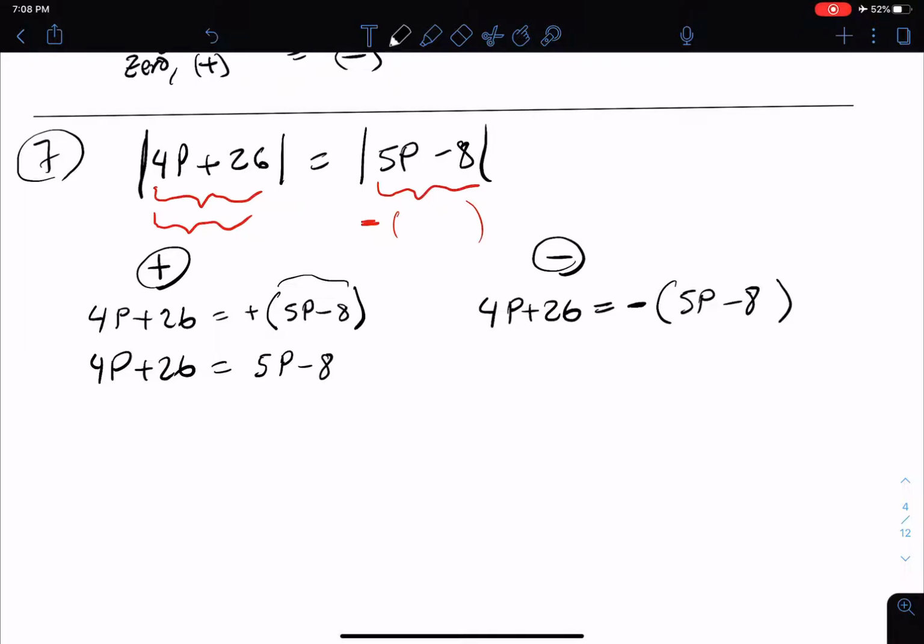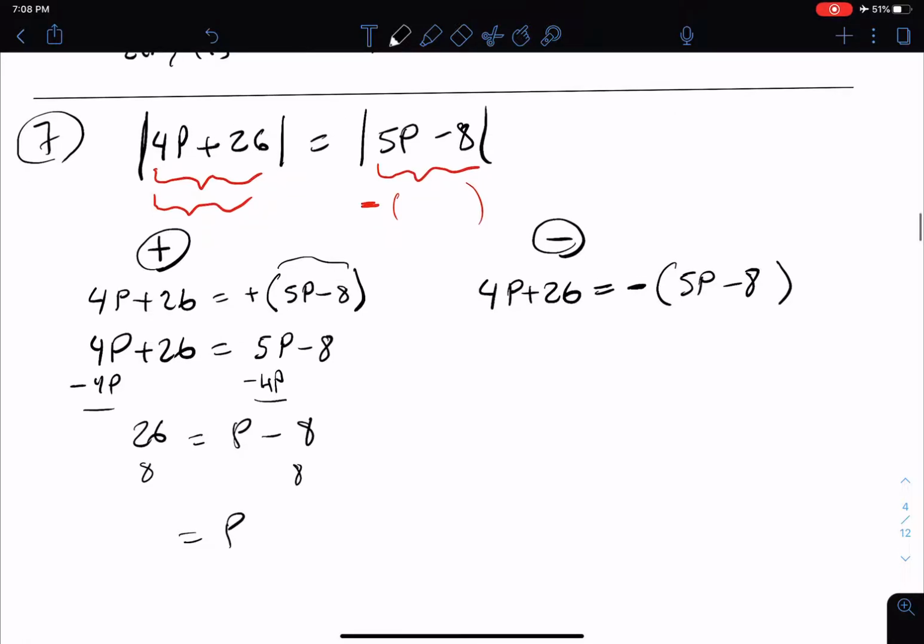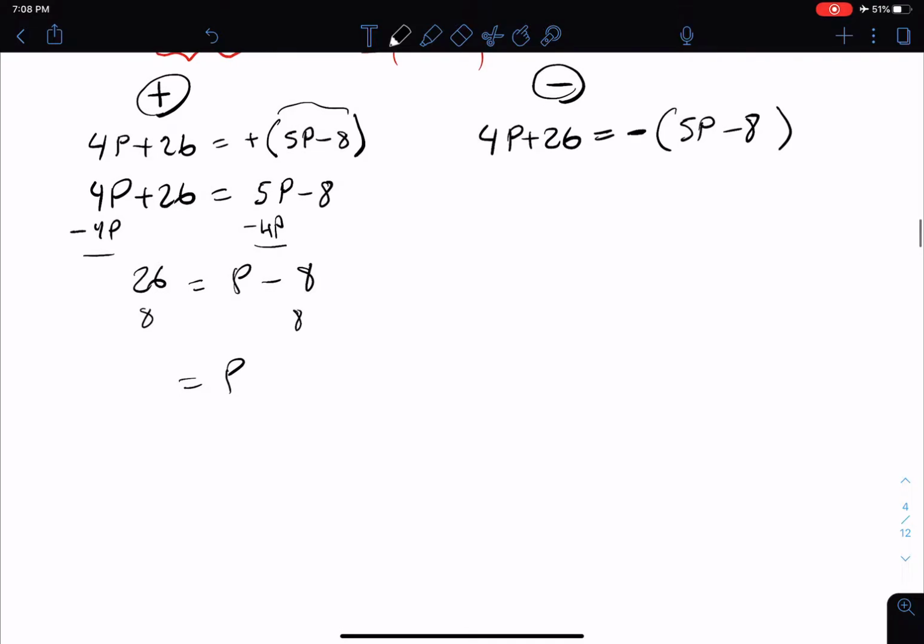And so usually when people do this problem, they get this one on the left, the positive case, right, because you didn't really have to do anything. All you do is copy it down, get rid of the bars, and solve. So I'm going to subtract 4p on both sides, which gives me 26 equals p minus 8. I'm going to add 8 to both sides, and I get p equals 34. So I get p equals 34.